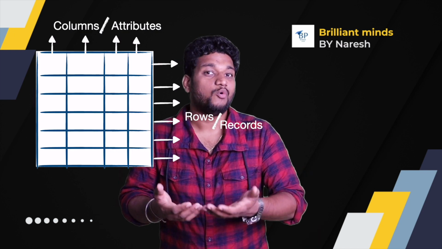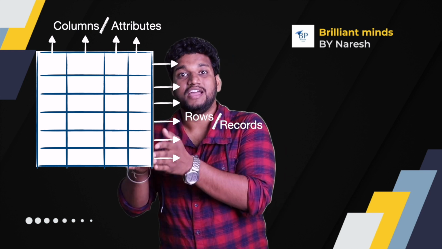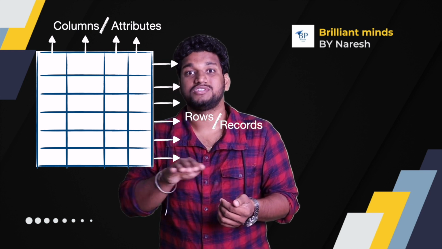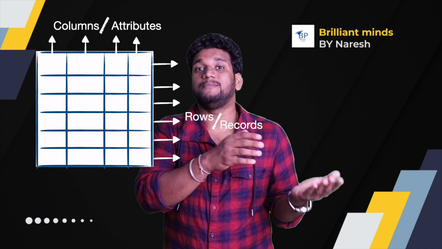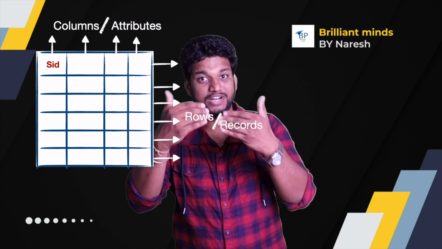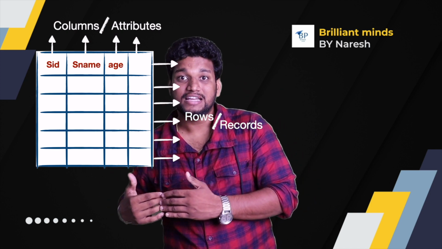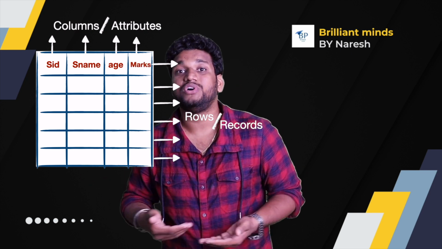Now all these things we are going to fill in the tabular form. In a table, what are the things you'll be having? You'll be having columns and also you'll be having rows. In columns, I'm going to fill in the attributes. Attributes means what? Student ID, student name, student age, student marks. And in rows, I'm going to fill in the records.